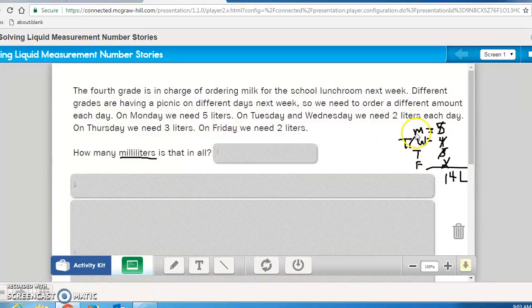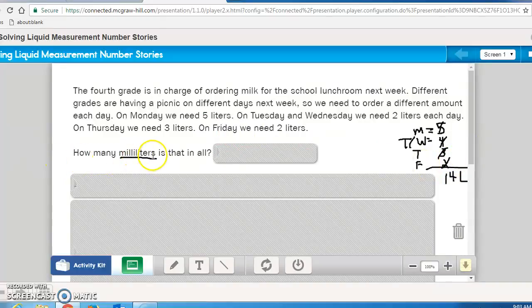So right away, you see over here, I put Monday equals 5. On Tuesday and Wednesday, we need 2 liters each day. Well, if I need 2 on Tuesday and 2 on Wednesday, that's a total of 4. So I wrote T for Tuesday, W for Wednesday is 4. On Thursday, we need 3 liters. So I made Thursday and I put a 3. And on Friday, we need 2 liters. So I put Friday 2.